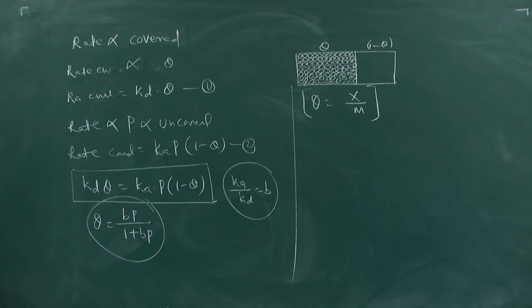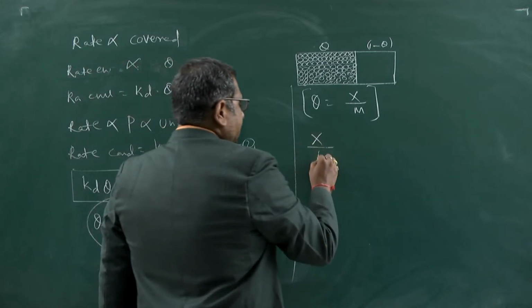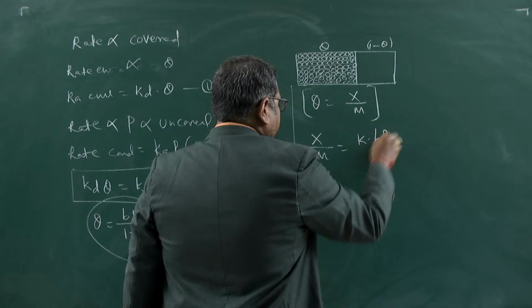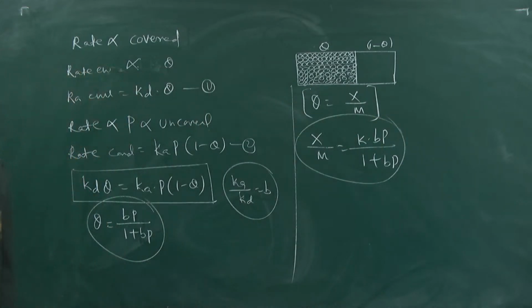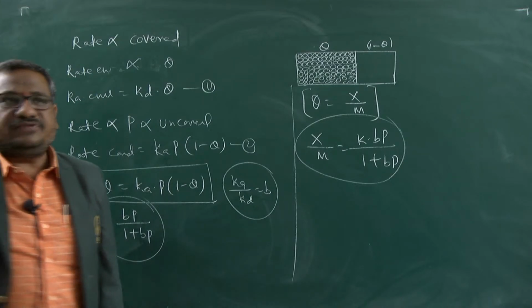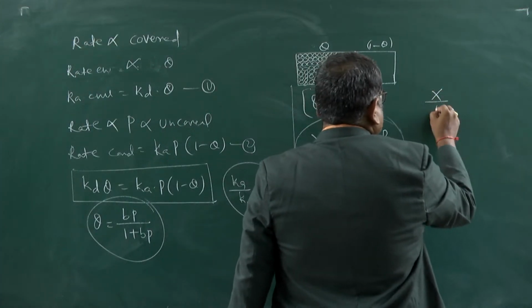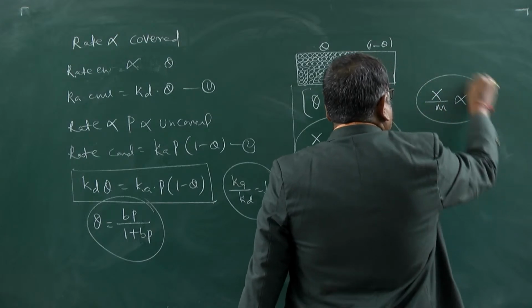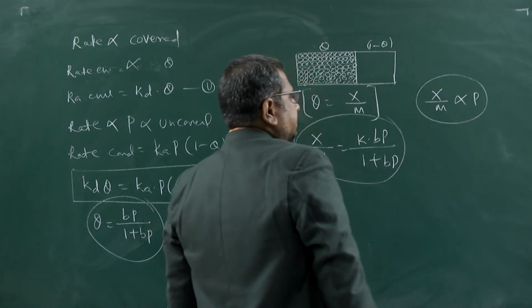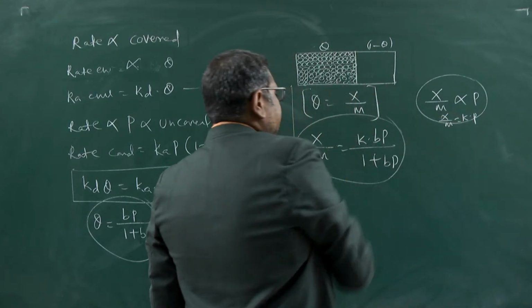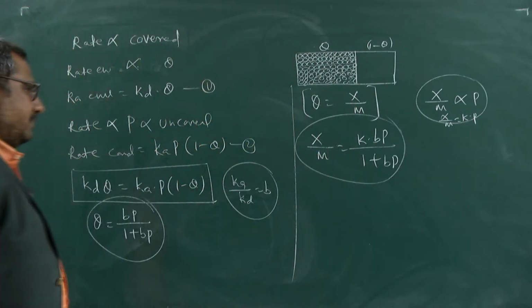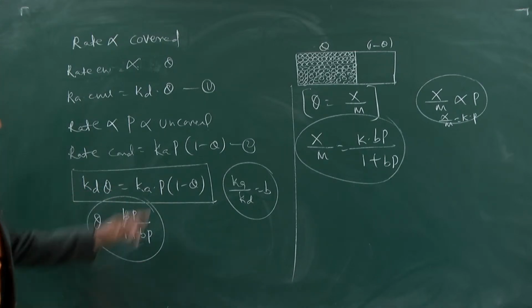X by m is equal to k into Bp by 1 plus Bp. This is the representation. According to the Freundlich adsorption equation, x by m is directly proportional to P. If you remove the proportional sign, x by m is equal to k into P. So that is the reason x by m is equal to k into Bp, where that P indicates Bp by 1 plus Bp.